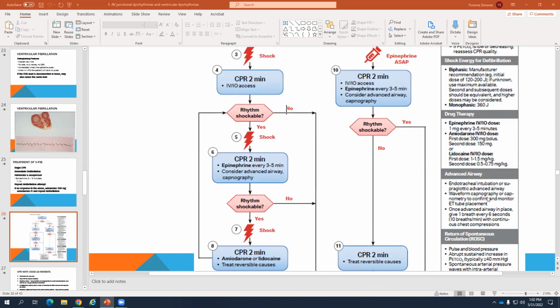So intubation, capnography. One thing with colorimetric CO2 capnometer: if the tube is in the lungs, what color should it change to? It should change to yellow. Remember, yellow is like the sun, it's all happy, it's a good thing, your tube is in your trachea.